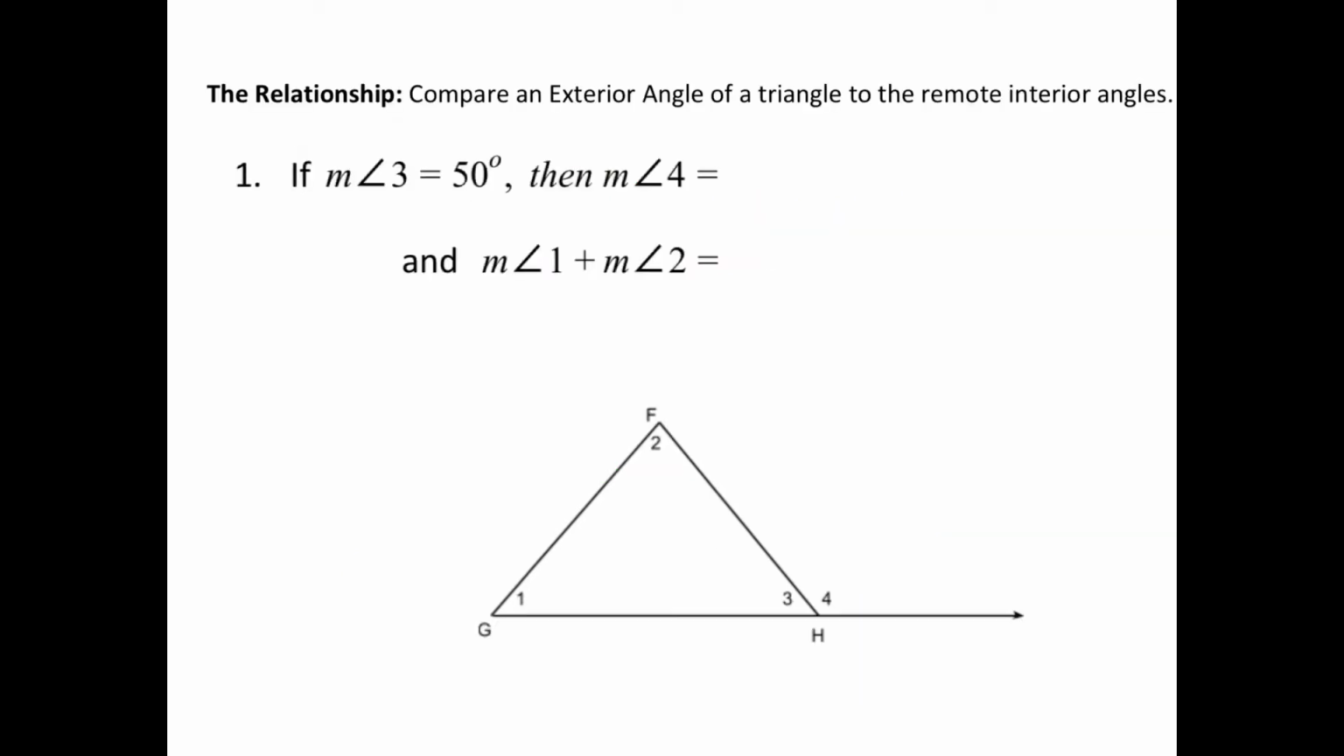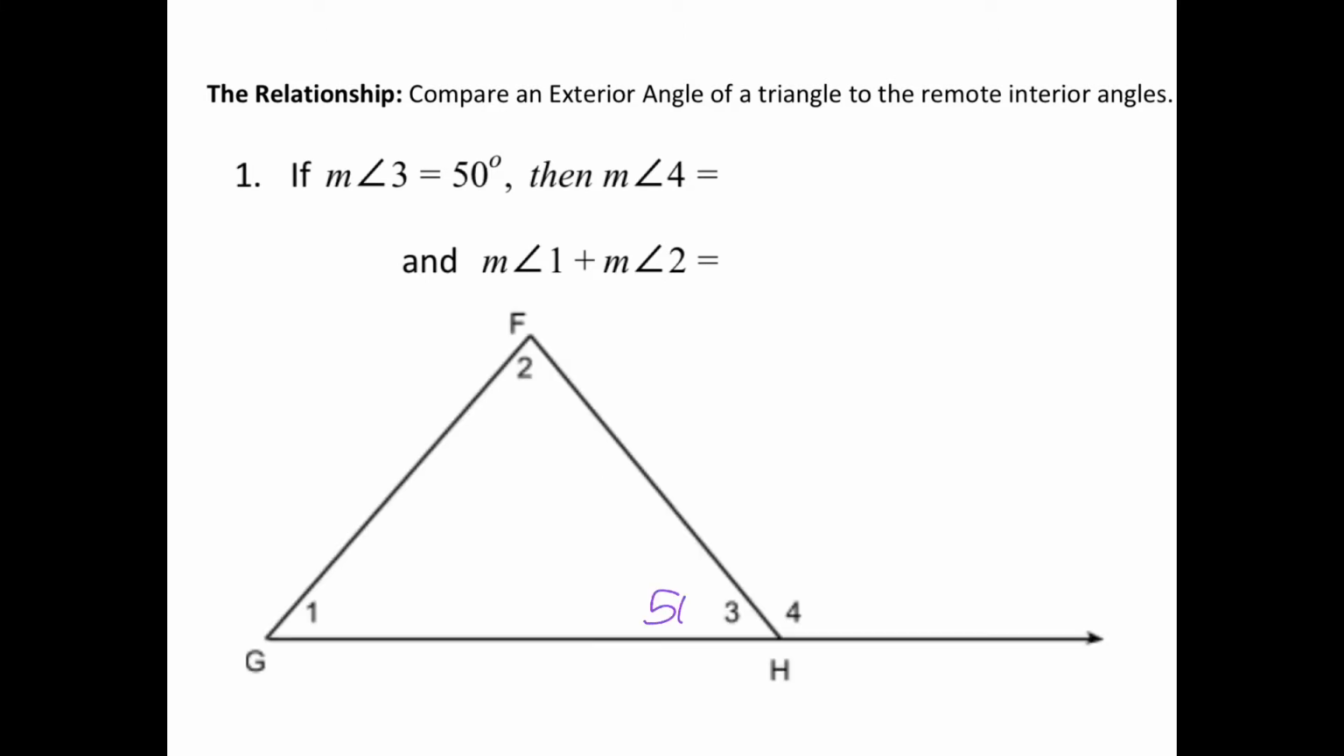So let's take a look and compare an exterior angle to the remote interior angles. In this problem, it says the measure of angle 3 is 50 degrees. So if I label that as 50 degrees, then because there is a linear pair here, that means that angle 4 is 130 degrees because I can take 180 and subtract 50. So the measure of angle 4 is 130 degrees. Then also separately from that, we do have a triangle here. There are 180 degrees inside of the triangle, just like there's 180 degrees here in that linear pair.